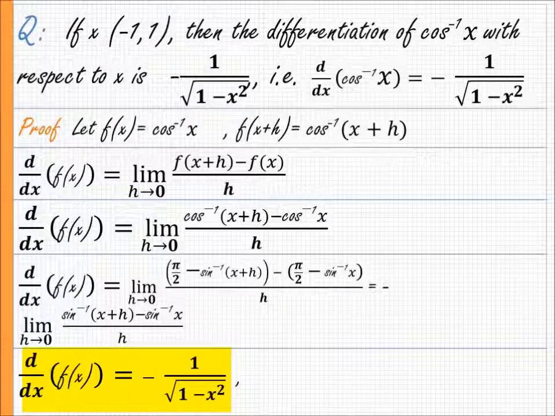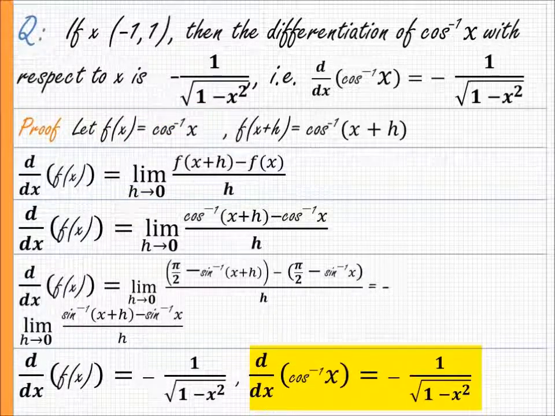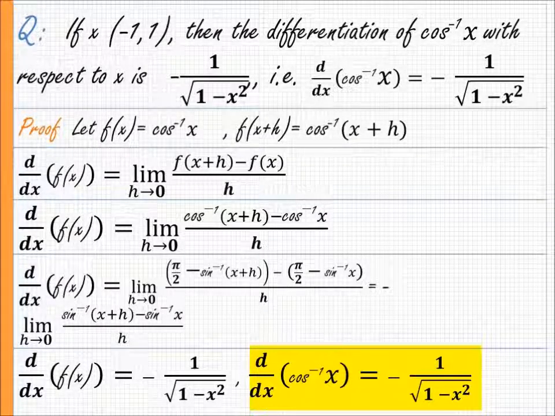Or in other words, f of x is equal to cos inverse x. So that means the derivative of cos inverse x with respect to x is equal to minus 1 upon square root of 1 minus x square. And that's what we wanted to prove.